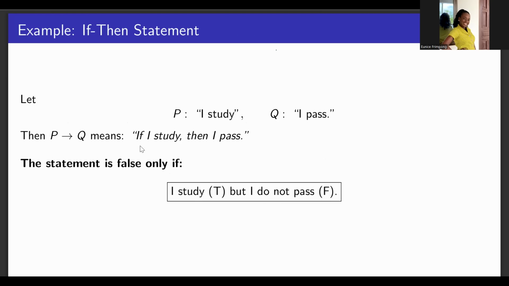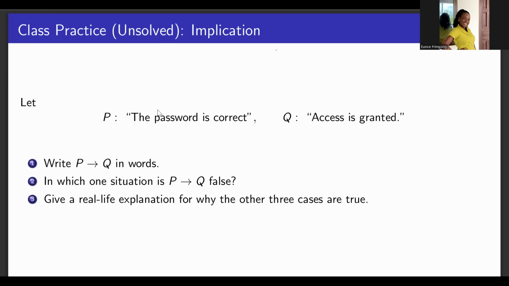But if you do not study, whether you pass or you don't pass, we don't care. The statement does not care. It's not violated because the first thing that must happen is you must study, and you did not study. So at that point, the statement does not care what happens to you. So the statement is not violated, so the statement is still true. This is an example for you to try.